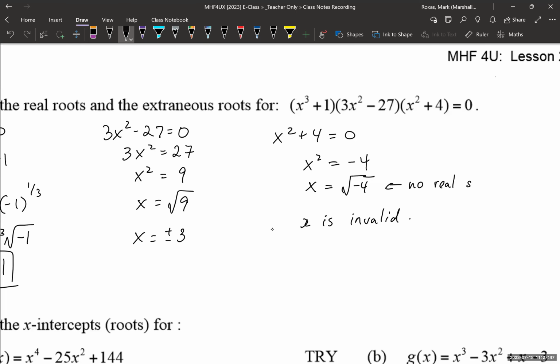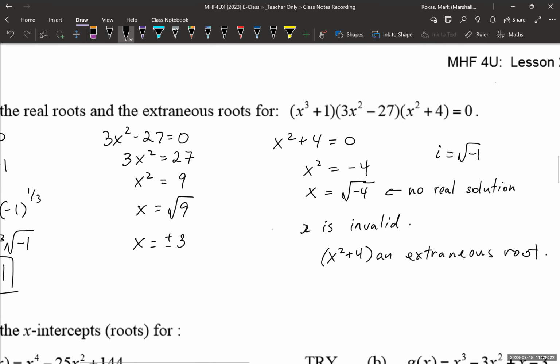There is something called the imaginary plane of numbers. There would be an imaginary solution because we define an imaginary number i equals the square root of negative 1, but that's not part of our course. We only deal with the real numbers in our course. So we'll treat this as no real solution. Okay. So we're going to say x is invalid, and so we call x squared plus 4 an extraneous root. It's an extraneous root, not a real root.